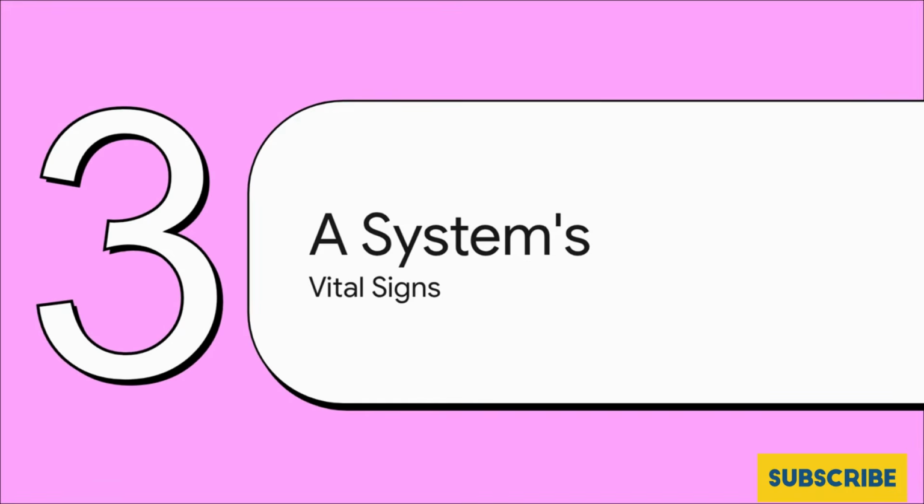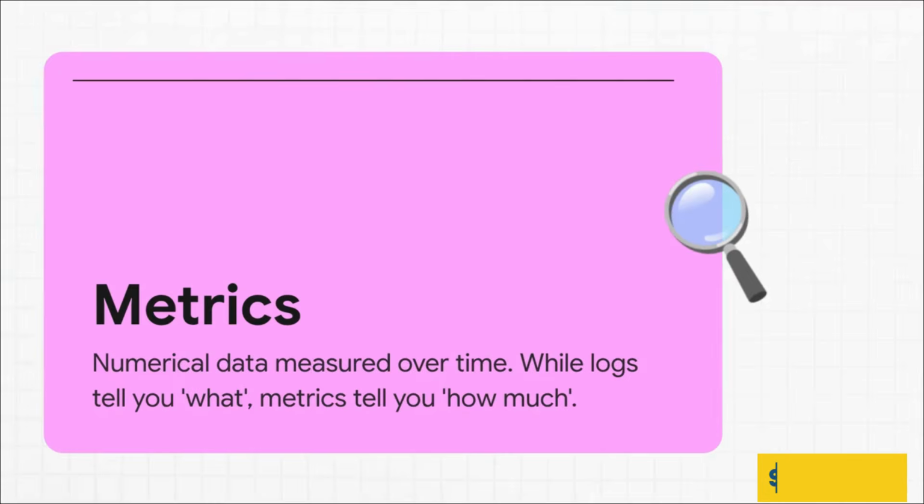Okay, so logs are great. They tell us what happened in one specific event. But what about the overall health of the entire system? For that, we need our second pillar. And this one acts like a continuous medical checkup, always monitoring the system's vital signs. These vital signs are called metrics. They're basically just numbers measured over time.